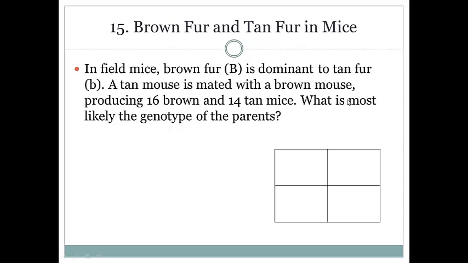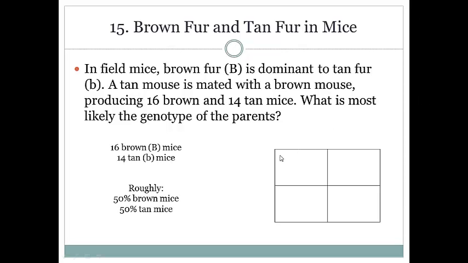Next question is asking about field mice. So in field mice, brown fur is dominant to tan fur. A tan mouse is mated with a brown mouse, producing 16 brown and 14 tan mice. So the question is, what is most likely going to be the genotype of the parents?